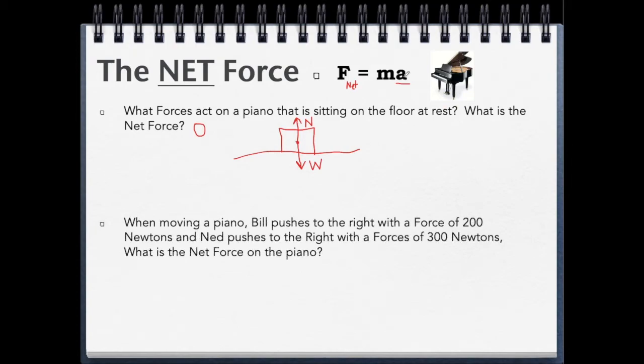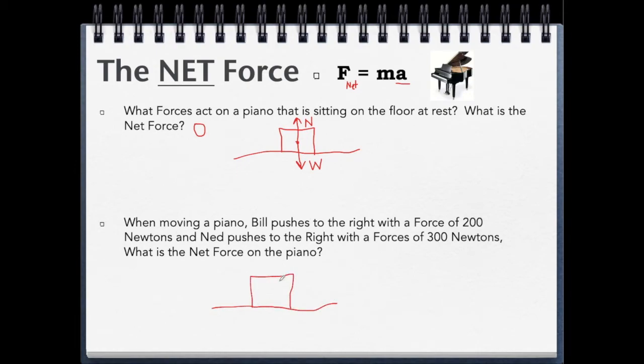All right, let's try this one. When moving a piano, Bill pushes to the right with a force of 200 newtons, and Ned pushes to the right with a force of 300 newtons. What's the net force on the piano? So we're going to draw a picture of this situation again. So there's our floor, our shaky floor.